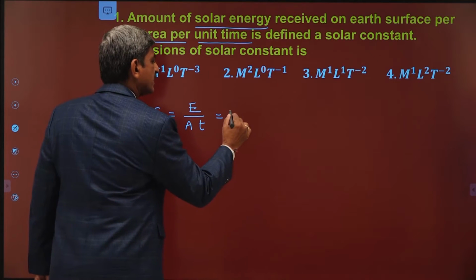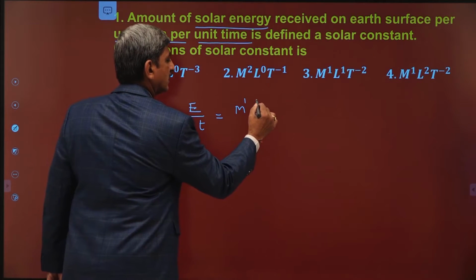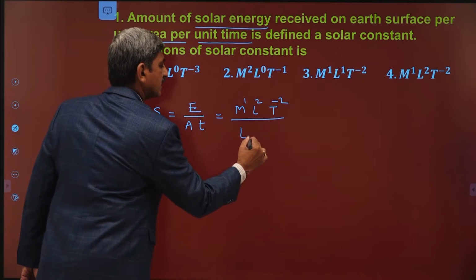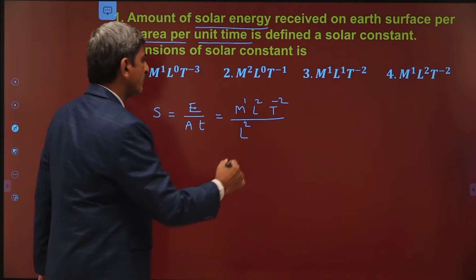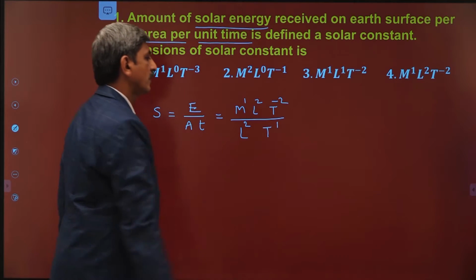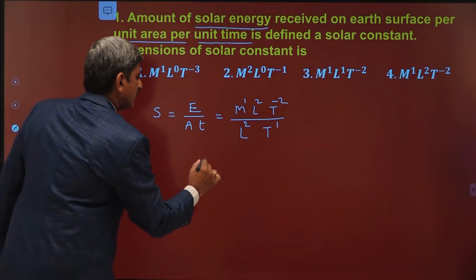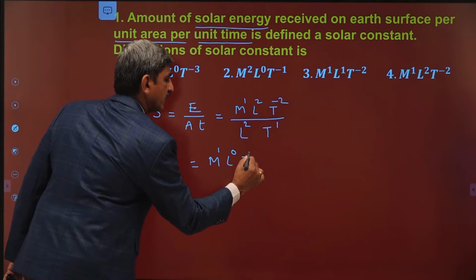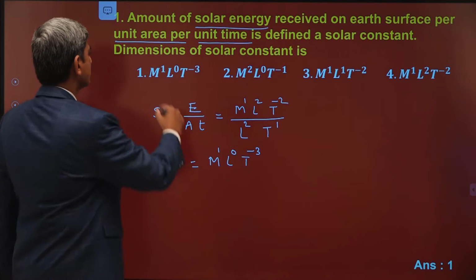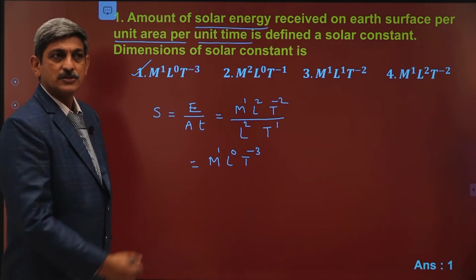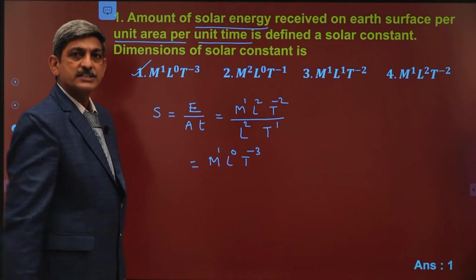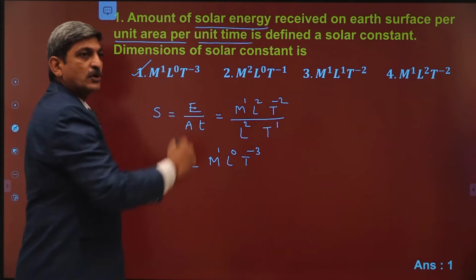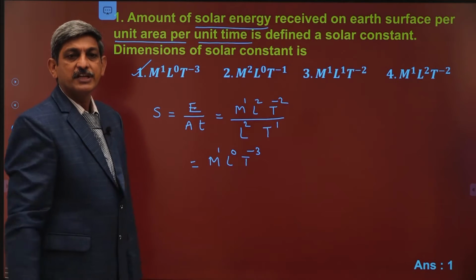We know the dimensional formula of energy, that is M1 L2 T minus 2. And also we know the dimensional formula for area, L2, and for time, T1. So by simplifying, we get the dimensional formula of the solar constant as M1 L0 T minus 3. So the answer is 1. Okay? To solve this, we should know the dimensional formula of energy, area and time. Because here the solar constant is defined in the question, it is a very easy question.